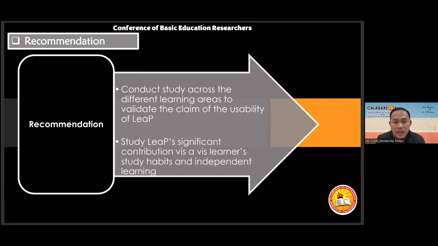However, we would like to recommend the following. One would be to conduct a study across the different learning areas to validate the claim of the usability of LEAP. And the second one would be to study on the LEAP's significant contribution vis-a-vis learners' study habits and independent learning.